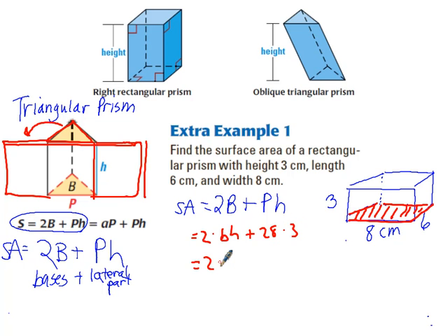So here I go, 2 times base, which would be 6 times 8. That's the area of the bottom of that thing. Plus 28 times 3, that looks like 60, and 24 is 84. 2 times 48 gives me 96, plus 84 gives me 180. And do we have units for this? Well, it's centimeters times centimeters, and centimeters times centimeters, which gives us centimeters squared. Twice the base plus the perimeter times the height, which is that net if we unfold that object.